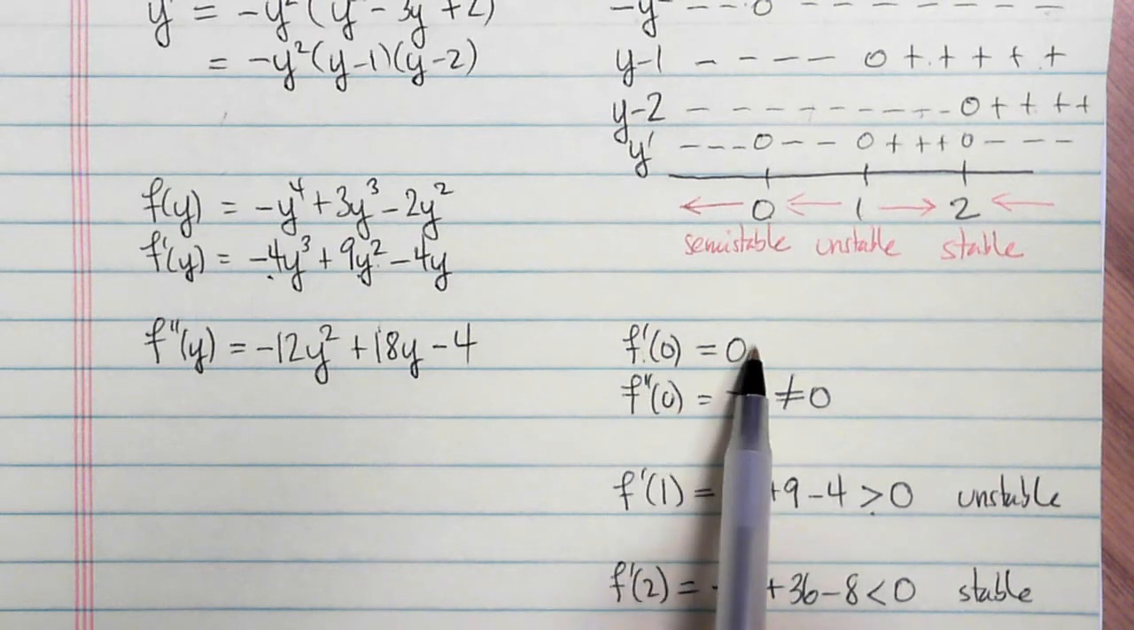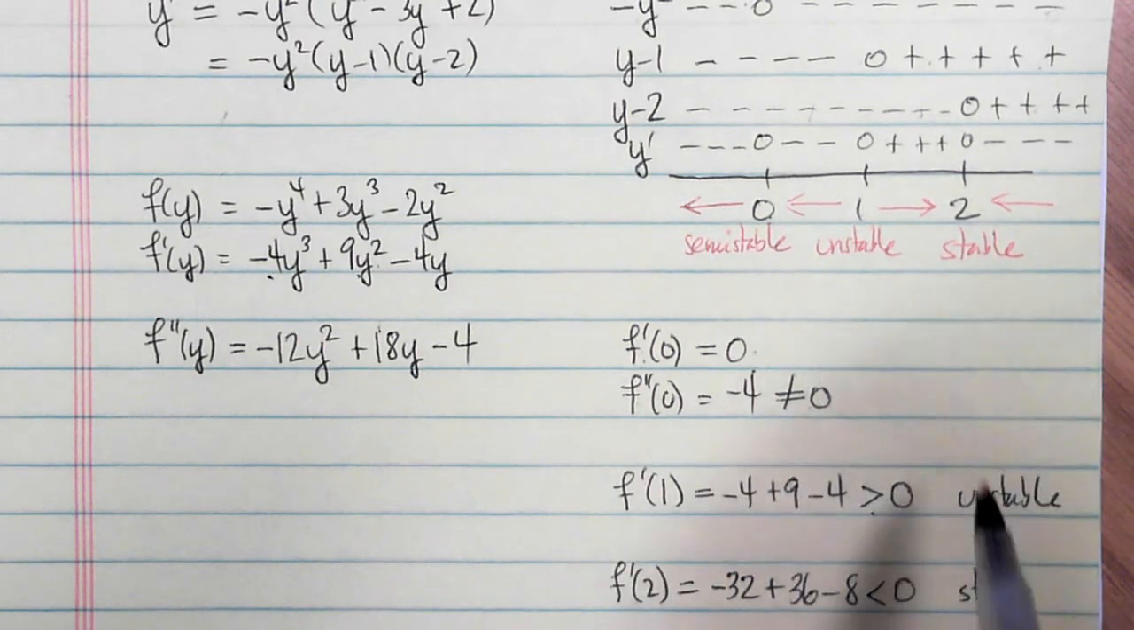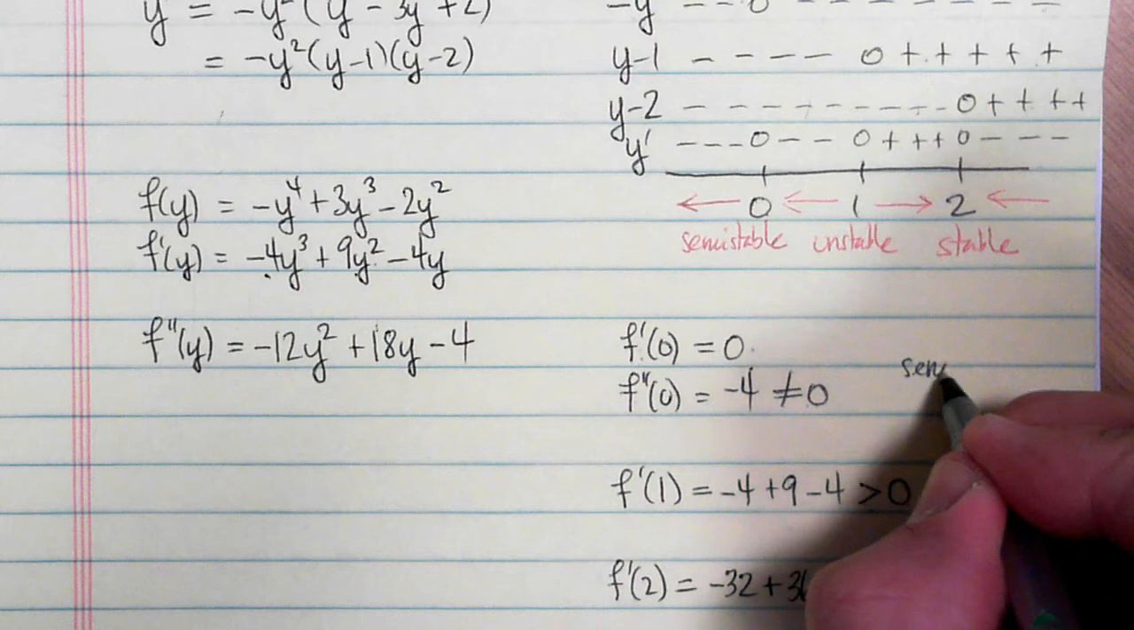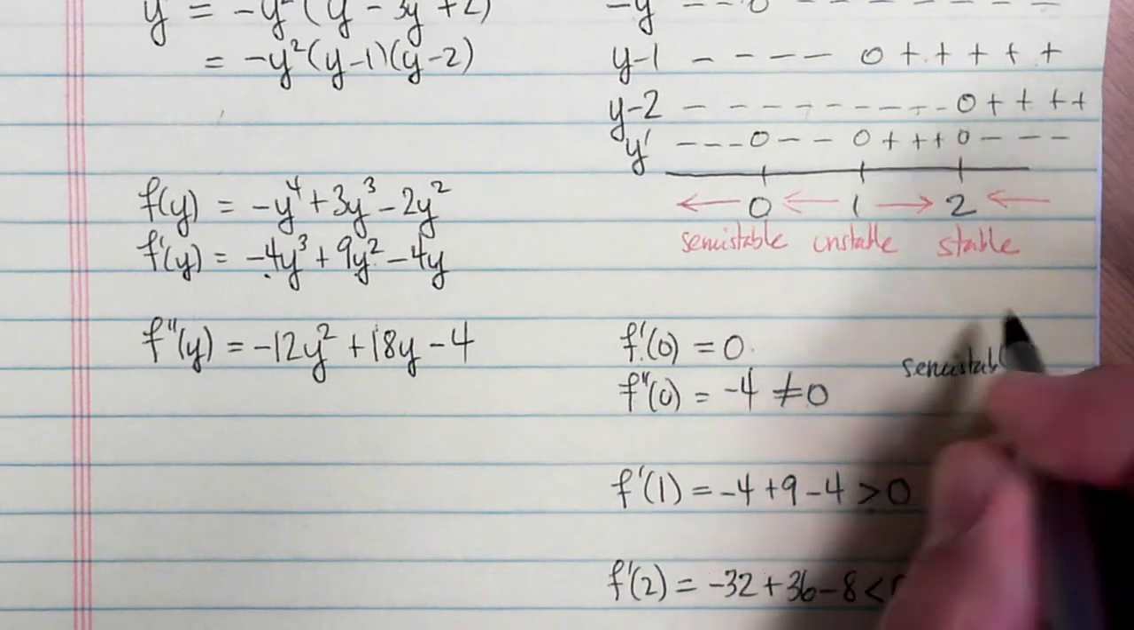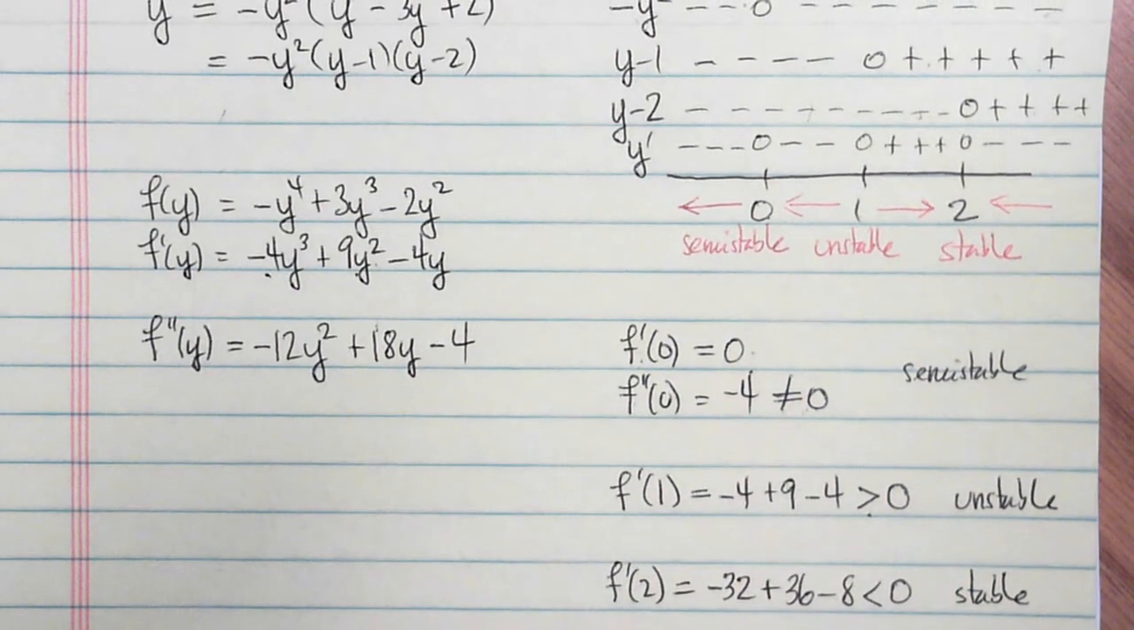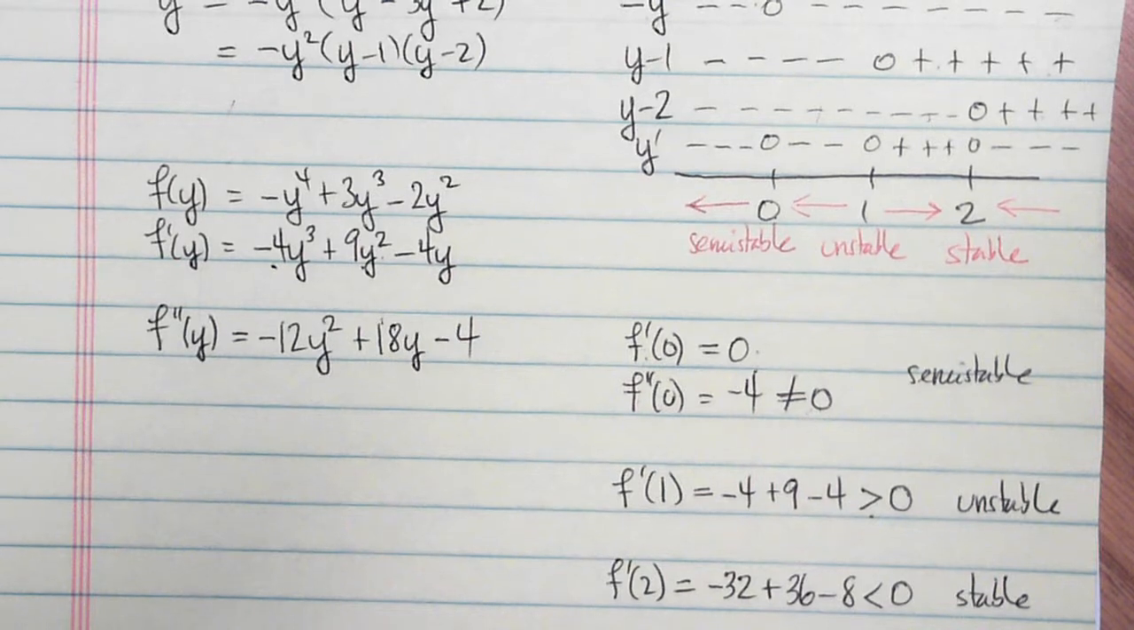That is not important. The important thing is that it's not 0. So f prime of 0 is 0, f double prime of 0 is not 0, and so this proves to be semi-stable. If this was equal to 0, then the test would fail, and I would have to resort to the sign chart to figure out whether or not 0 is stable or not.